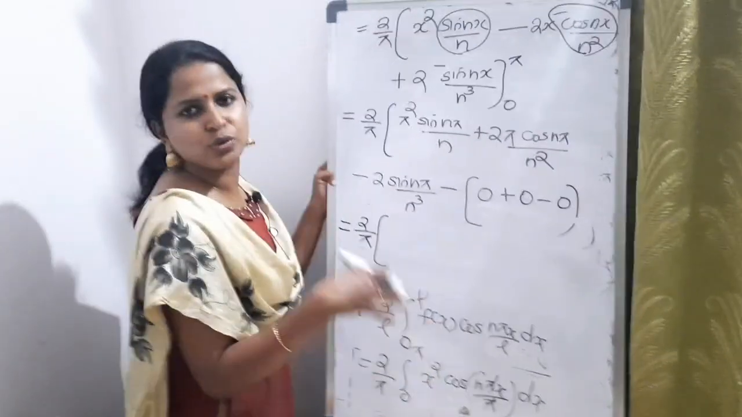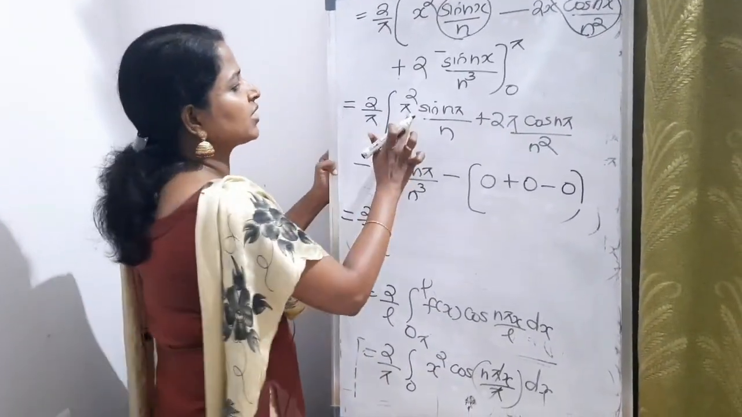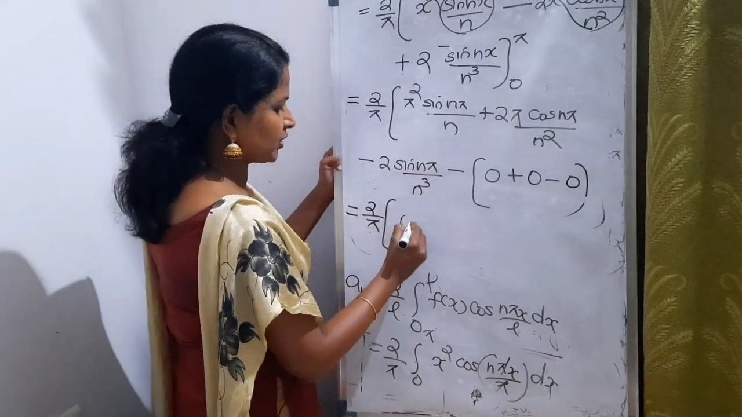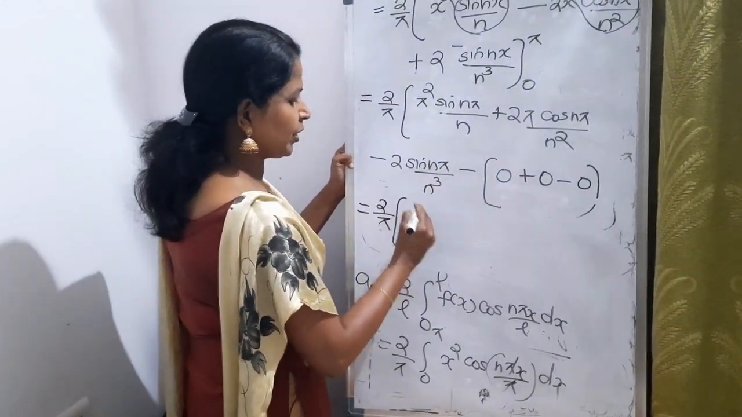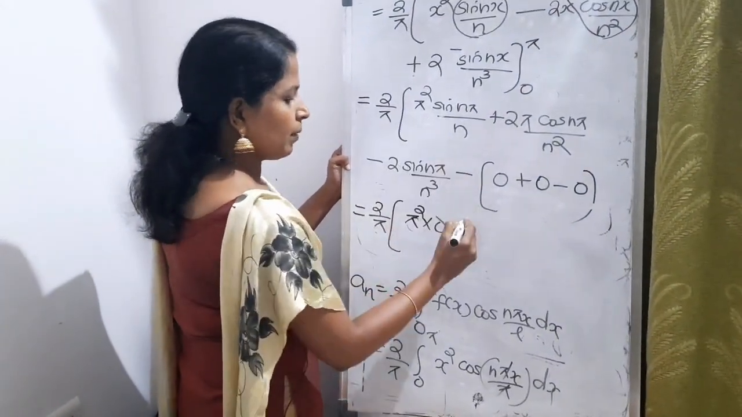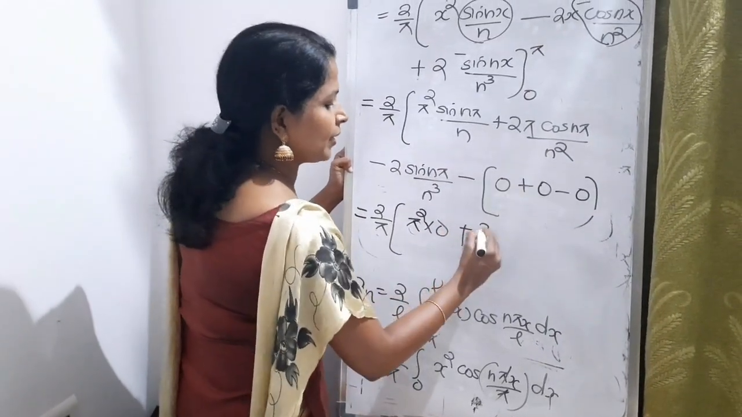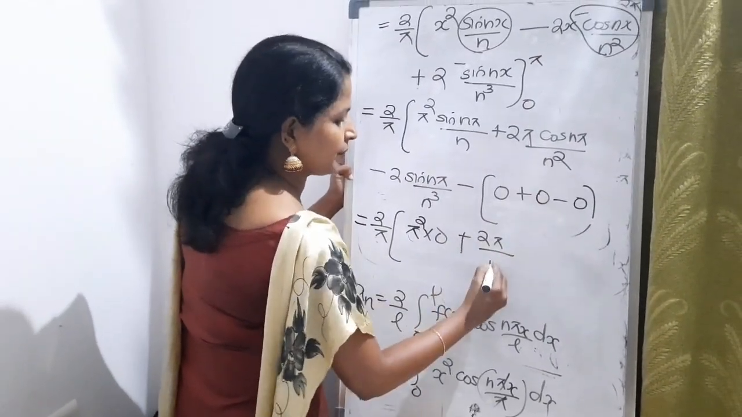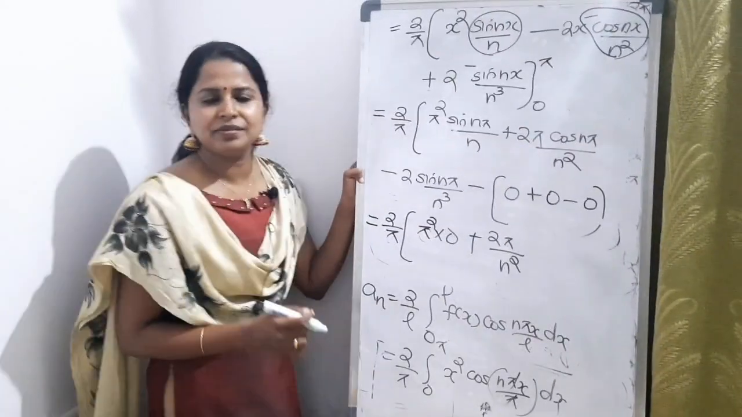Sin n pi is 0. Sin 1 pi, 2 pi, 3 pi, etc. are all 0. Sin n pi is 0. So here 0, pi square into 0, plus 2 pi by n square into cos n pi.